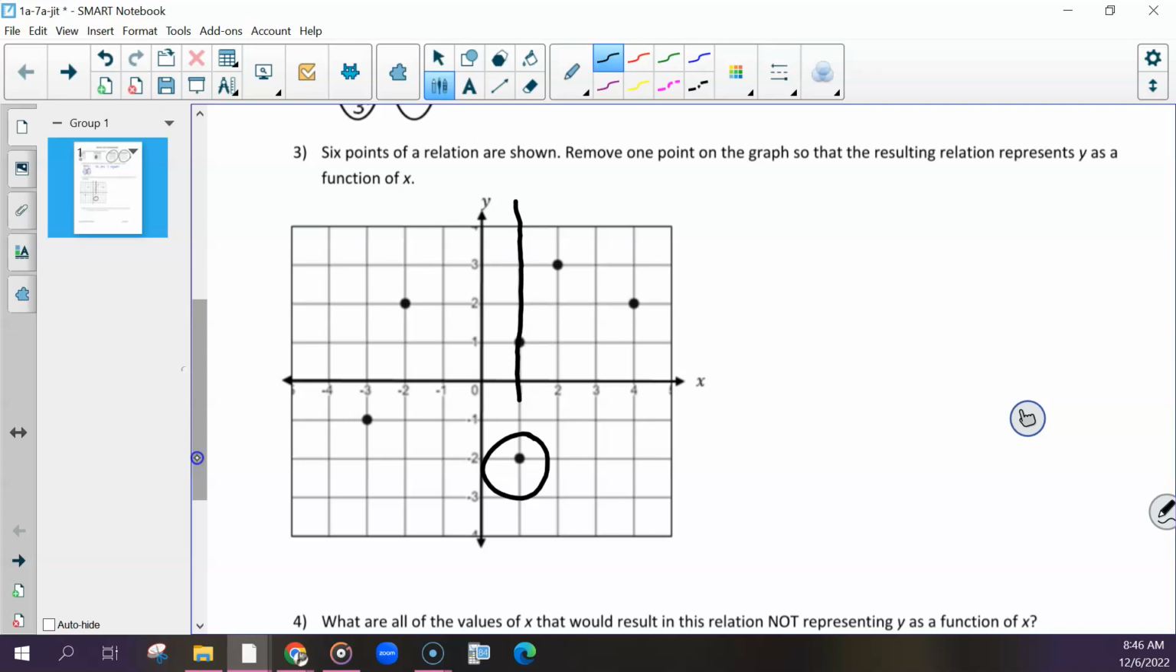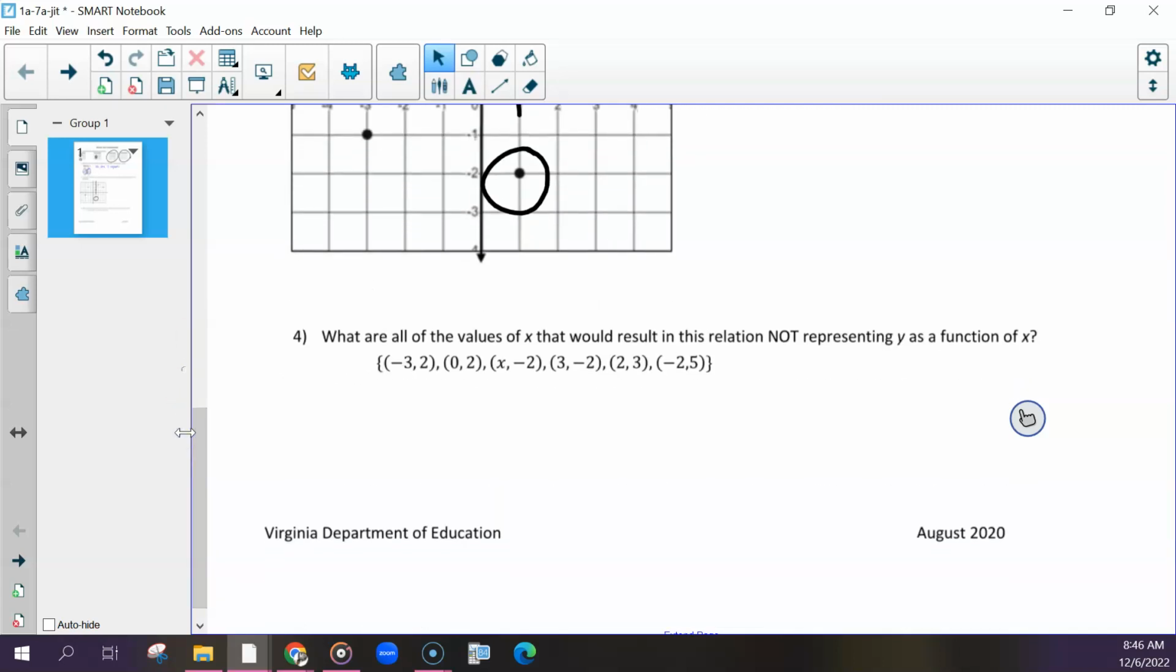Yes. You could do the other one, right? Which one? This one? Yes, either or. So either of these points as long as you get rid of one of them. Right. The very last one. Anyone want to do that one? Otis, you could do that.